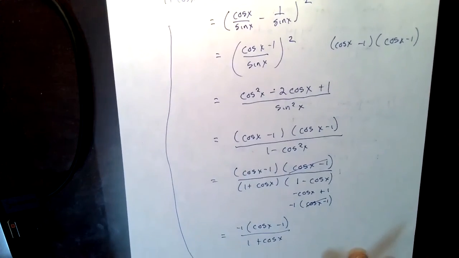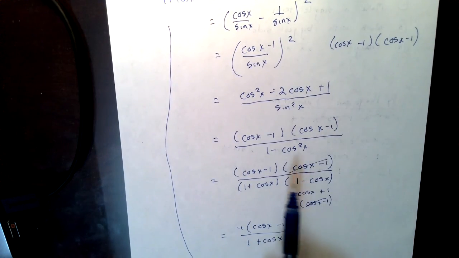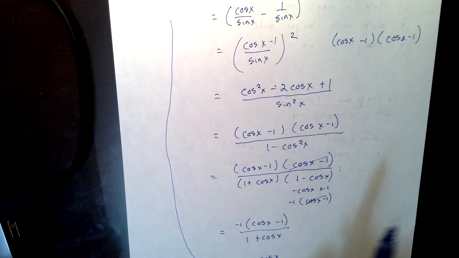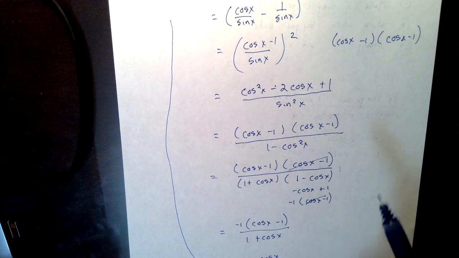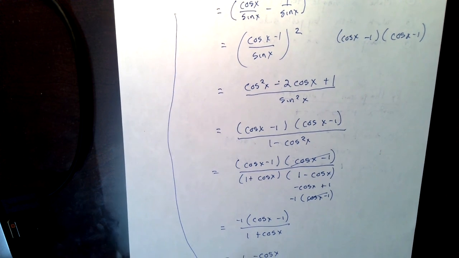So I had to play around with it. I used a Pythagorean identity. I used some factoring. I used some canceling. Practice is what makes you good at verifying identities. But as you can see, they do sometimes take some work. So I hope this helps.